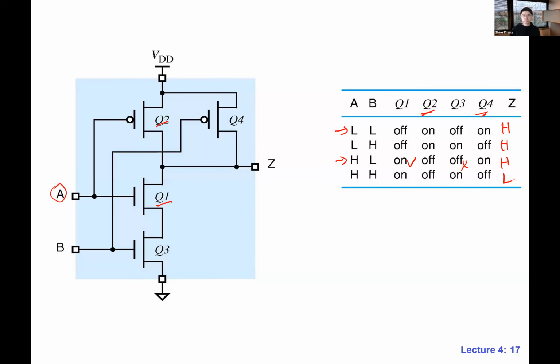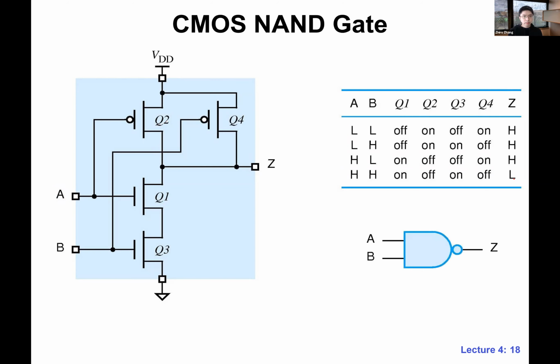What is this gate? Now that you see the truth table, this is a NAND. We can build a 2-input NAND using just 4 transistors. It's very efficient. All right, so this is NAND.